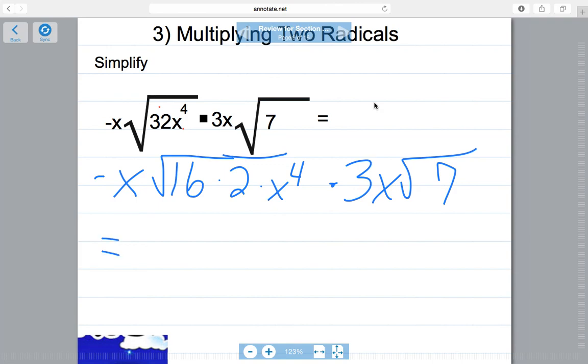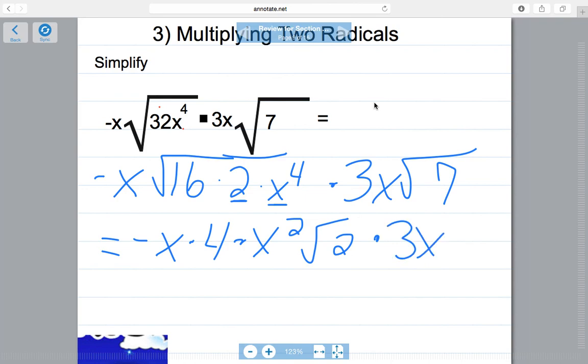Alright, so we got a negative x. When we take the square root of 14, we're going to have it times 4. Square root of 2 is going to stay inside the square root, and then x to the 4th becomes x squared. And then again, we have this section over here that we will just leave for now.